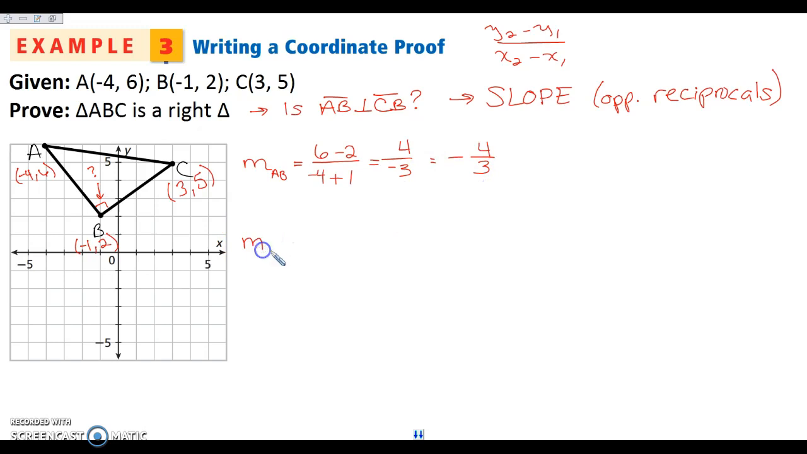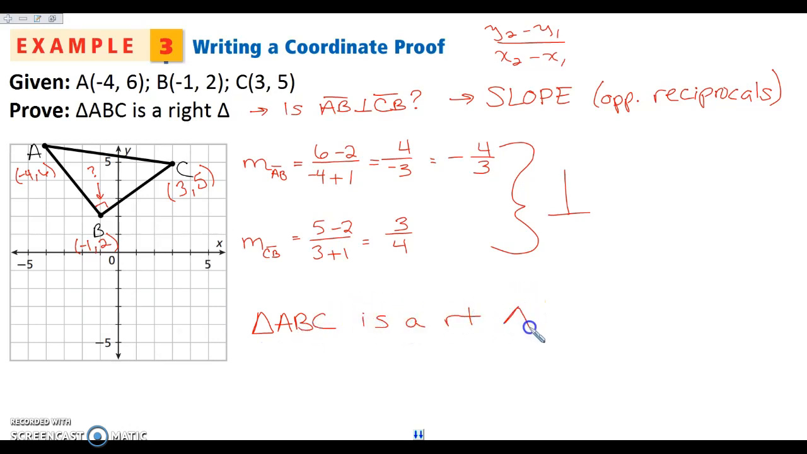So then the slope of CB, again, I'm going to subtract my y's. So I'm just going to do 5 minus 2, and then do 3 minus a -1. 5 minus 2 is 3. 3 plus 1 is 4. When I look here, I have flipped the fraction and changed the sign. So that means that these two are perpendicular. So that means that triangle ABC is a right triangle. Again, I know it's a right triangle because my slopes are negative reciprocals.